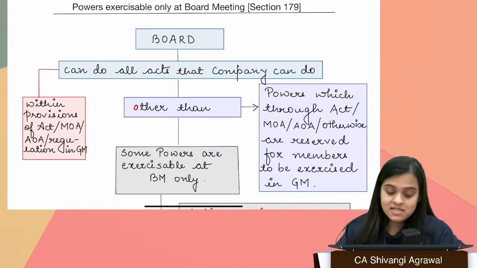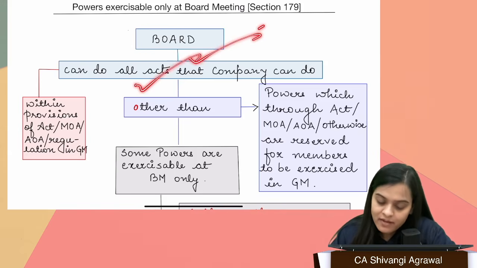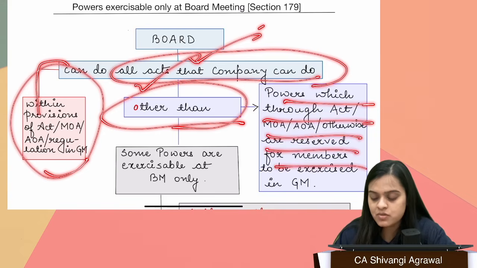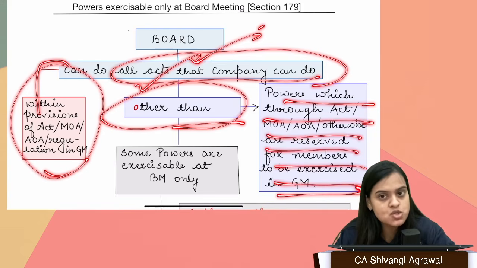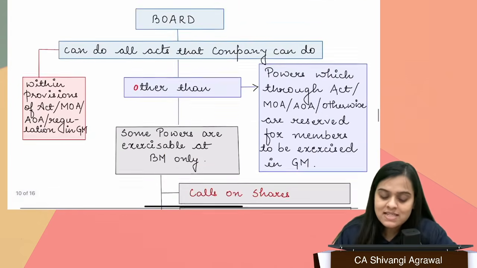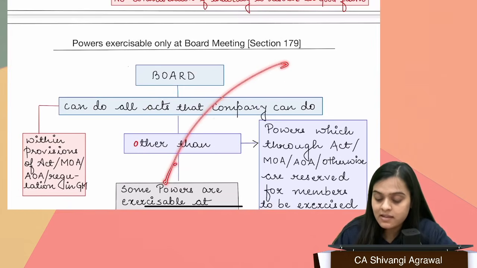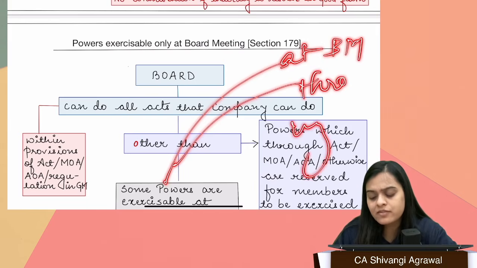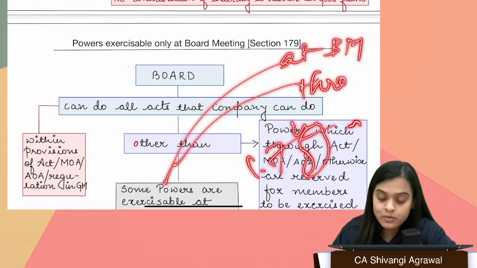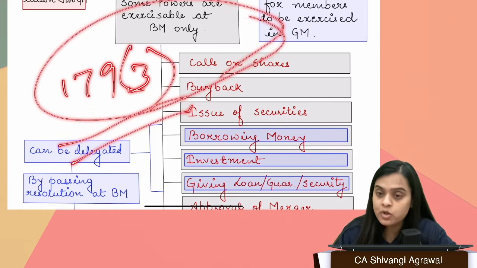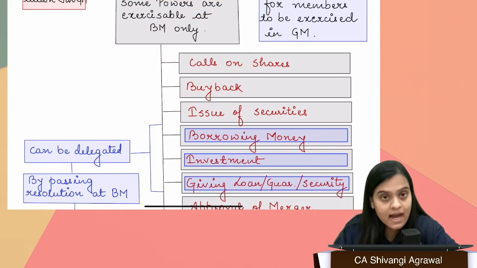Correct. So basically, board, you can do everything which a company can do subject to these, other than the powers which have been reserved for the members to be exercised in general meeting only. Apart from this, undoubtedly, you can do everything. And when I say you can do everything, it means that you can do it at a board meeting or through resolution, as we have read in section 175. However, section 179(3) tells us that there are certain powers which are going to be exercised only and only at board meeting. What are those powers?